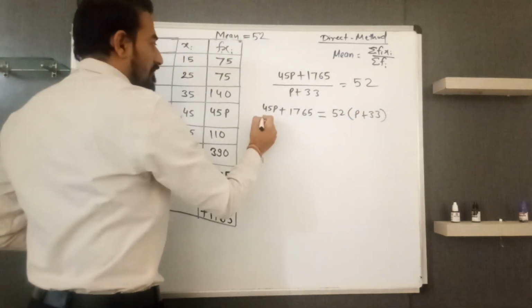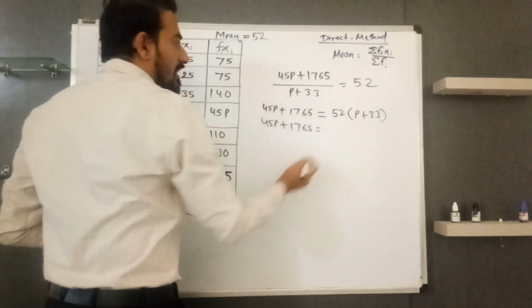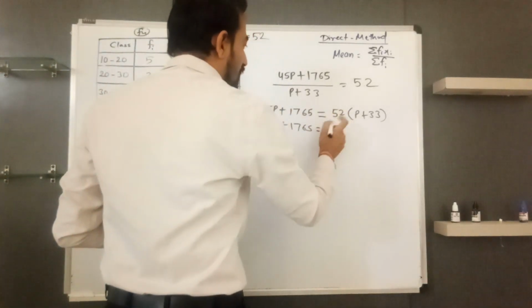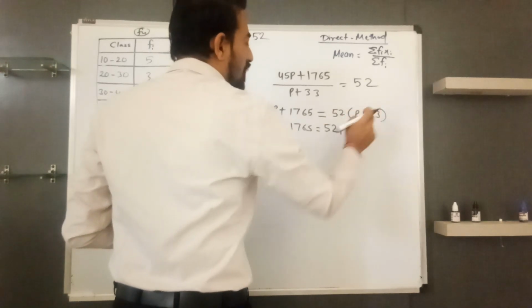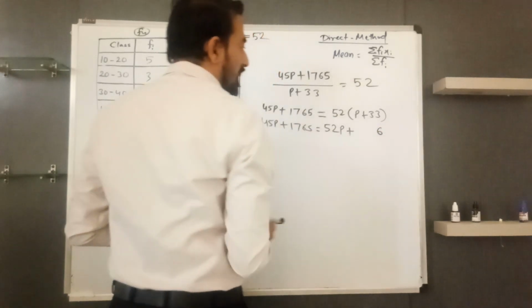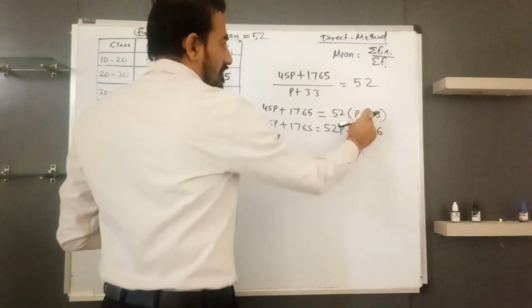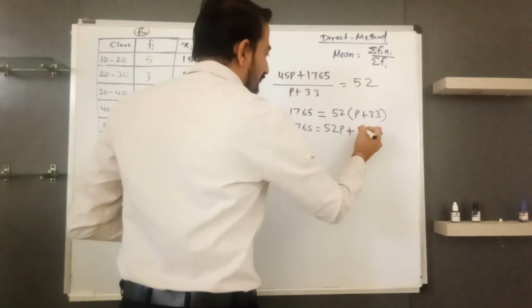Then what will we get? 45 times of p plus 1765 is equal to 52 times of p as it is, plus 52 3s are 156, 15 carry on. 52 threes are again 156, 161, 171.